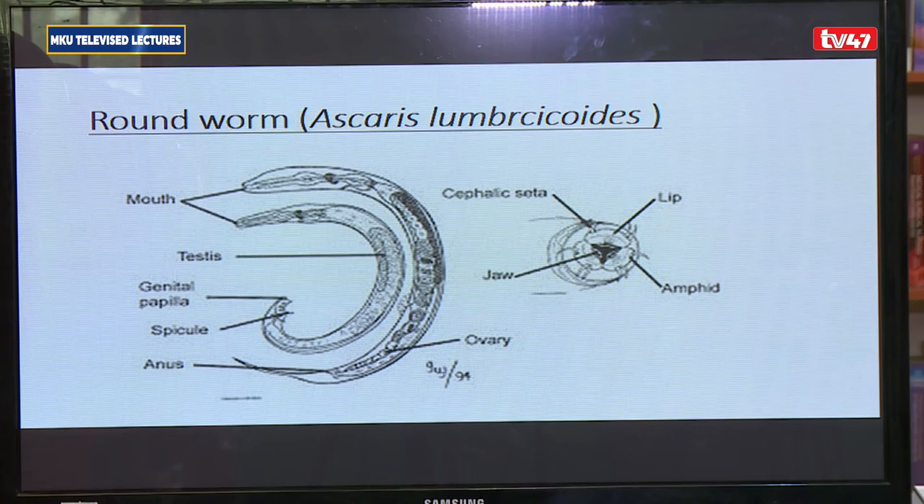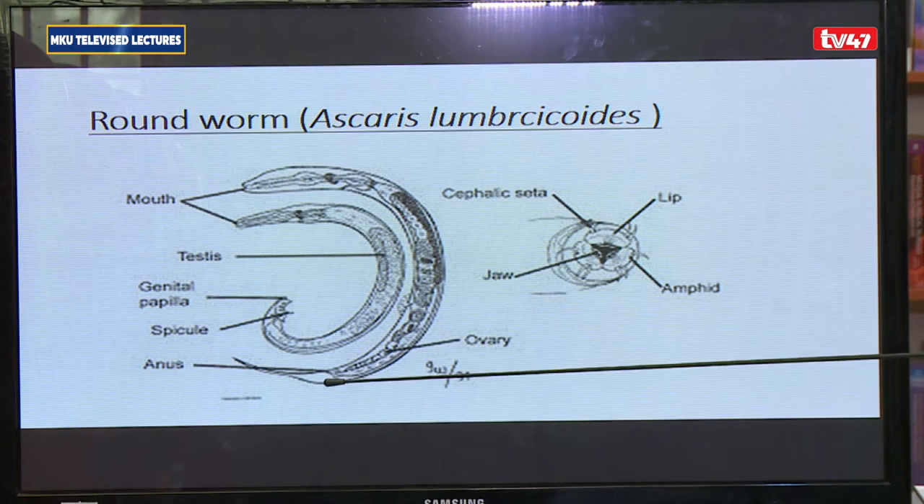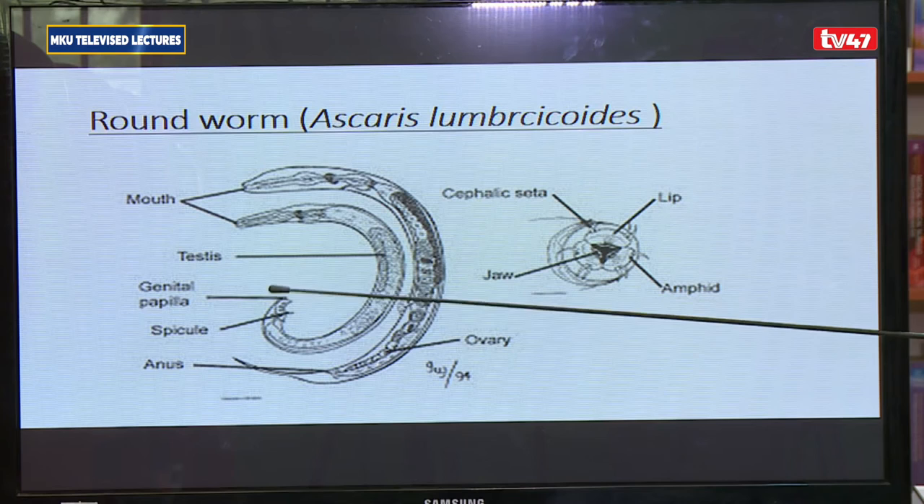So this is an illustration of the roundworm, with an illustration showing the two sexes. As I said, the female tends to be larger in size, and the posterior end is not curved. The male is smaller in size, the posterior end is curved, and it has these projections here that we refer to as spicules.